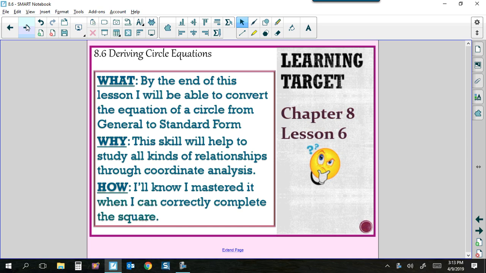What are you going to be learning? Well, by the end of the lesson, you will be able to convert the equation of a circle from general to standard form. Why do you need to learn this? Well, the skill will help to study all kinds of relationships through coordinate analysis. How will you know it? Well, you'll know you mastered it when you can correctly complete the square.